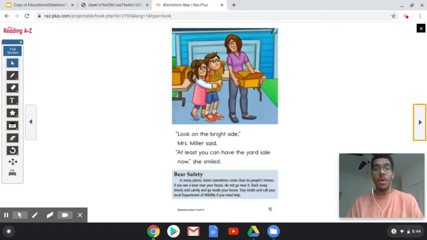Think about the text. Think about how we use the text to explain and describe details and characters in the story.